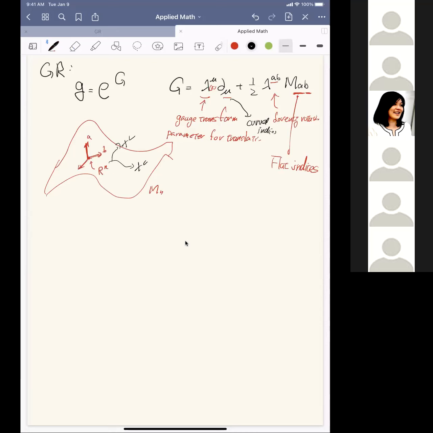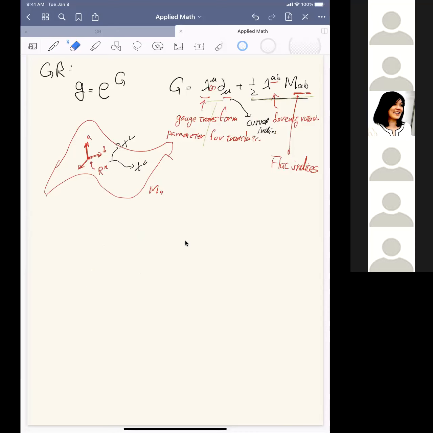Okay. Now, of course, this is translation, right? Because you guys know, if I forget about this for the moment and just take g equals exponential of lambda mu partial mu, then g acting on a function f of x will become f of x plus lambda, right? That's why this is a generator. It generates a translation in a particular direction. Okay, good. So it's basically the same thing.